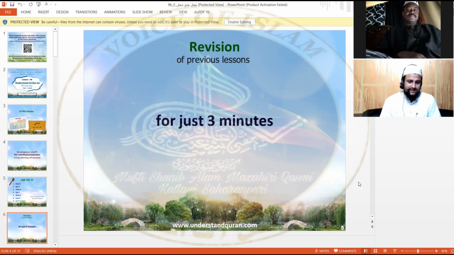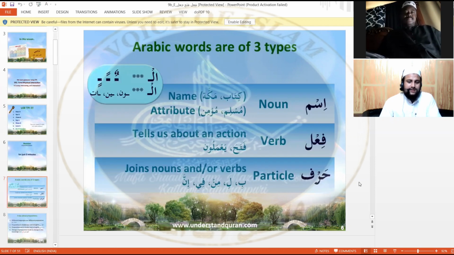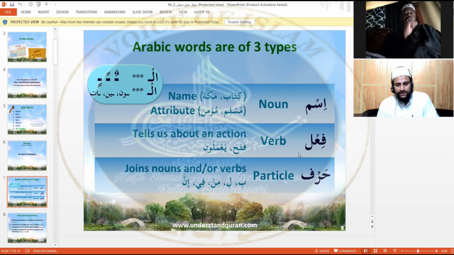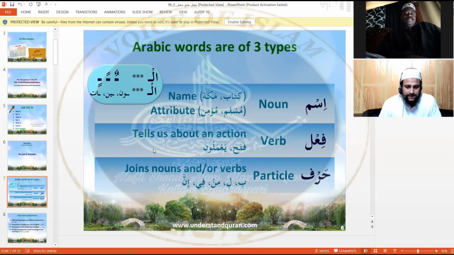So, revision of previous lessons for just 3 minutes. Arabic words are of 3 types: ism, noun; fi'l, verb; harf, particle. And there are signs of noun: al, un, and in. Now we are going to start fi'l, verb. It tells us about an action, like fataha, ya'malun.